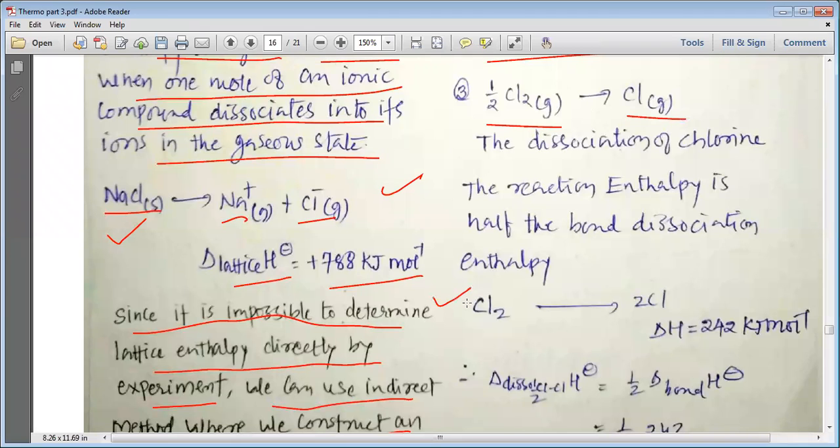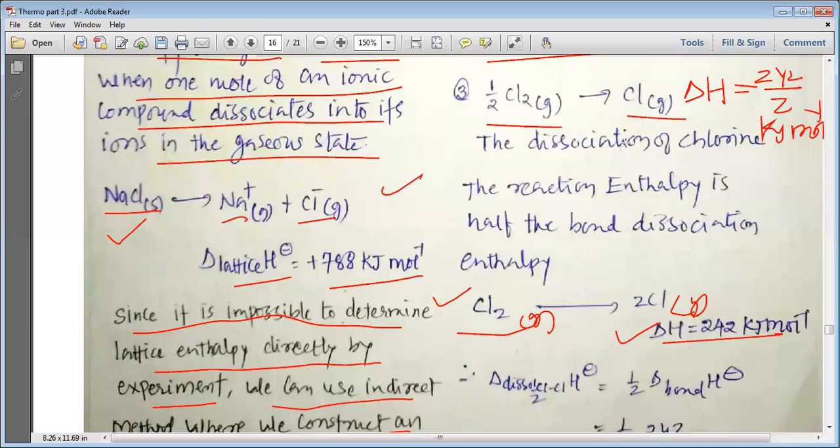Actually, the reaction takes place as Cl2 gas turns into 2Cl gas, and the enthalpy change during this reaction is 242 kilojoule per mole. But my dear students, we want only one Cl for NaCl, so this enthalpy change has to be divided by 2, and that is why we can write that 242 by 2 kilojoule per mole energy is exchanged.